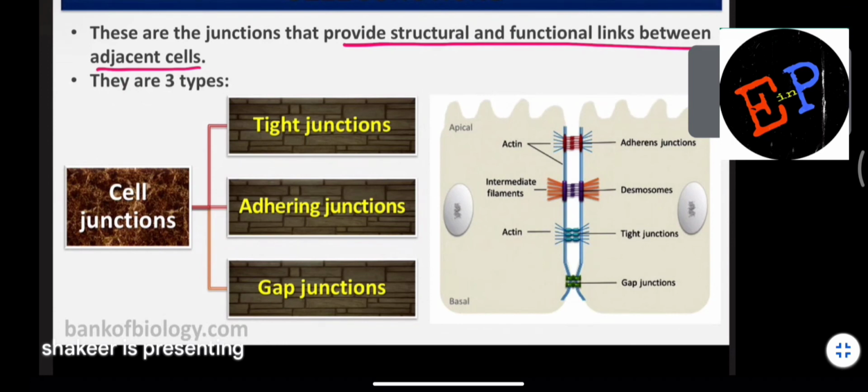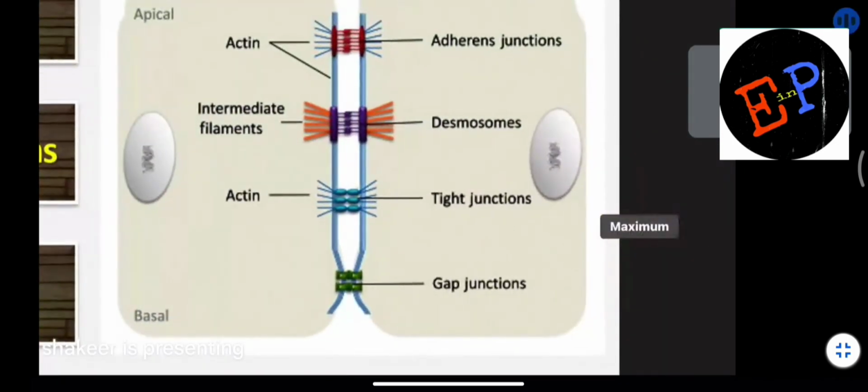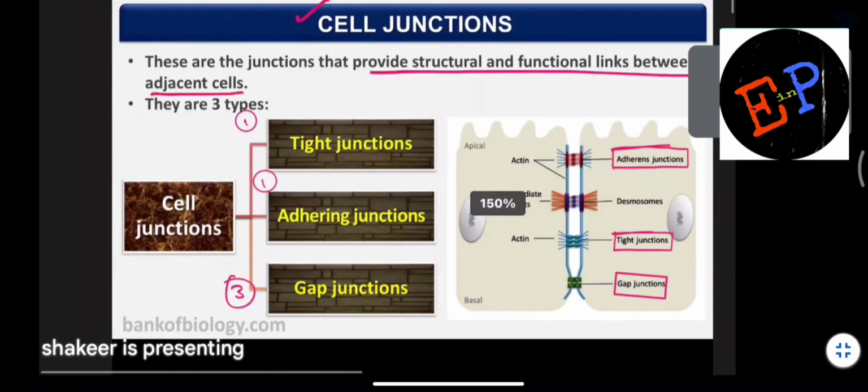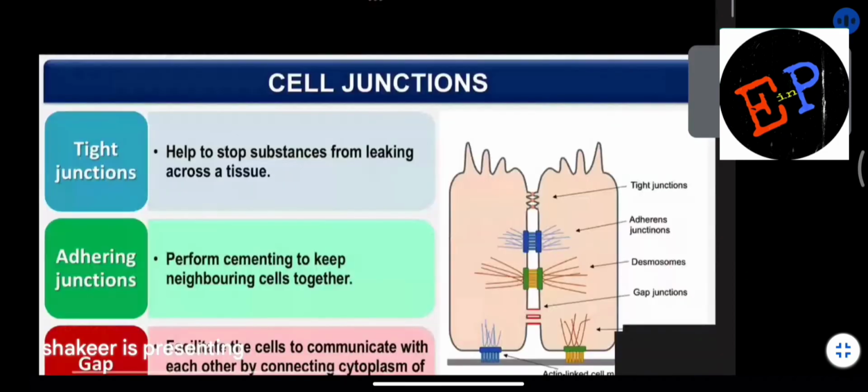So cell junctions we are dividing into how many types? One is tight junctions, second is adhering junctions, and the third is called gap junctions. So tight, adhering, and gap junctions. Here you can find in the figure how a gap junction appears, how a tight junction appears, and how an adhering junction appears. Are you able to understand? Now let us see the function of each of them.